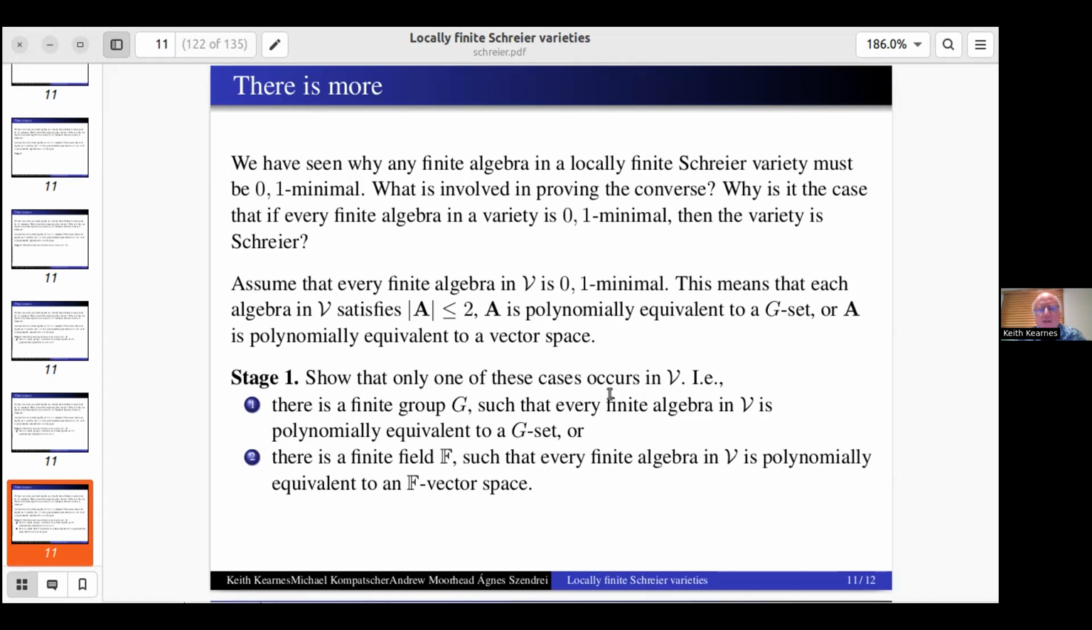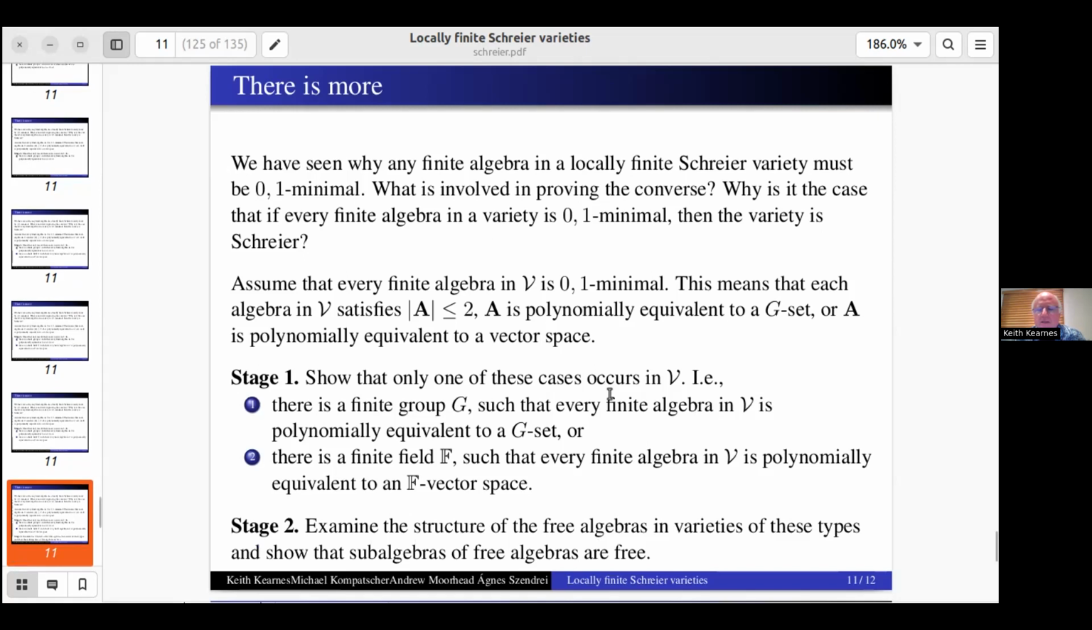Okay, so stage 1 is just uniformize the types that can appear. And once you've done that, you have to know, what can I say about the clone of a variety if it's locally finite and all the members are polynomially equivalent to G sets? What can the clone look like? And there are just very few cases. There is more than one case, but there are a few cases. In number 2, what does it mean if all algebras in the variety are polynomially equivalent to vector spaces? Then this is just an affine variety over a finite field. And there are just very few cases for the clones.